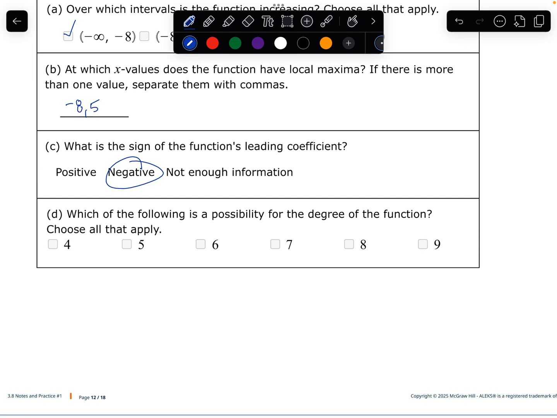Which of the following is a possibility for the degree of the function? Well, like we said before, it can't be odd. It is an even degree. So it can't be 5, 7, or 9.